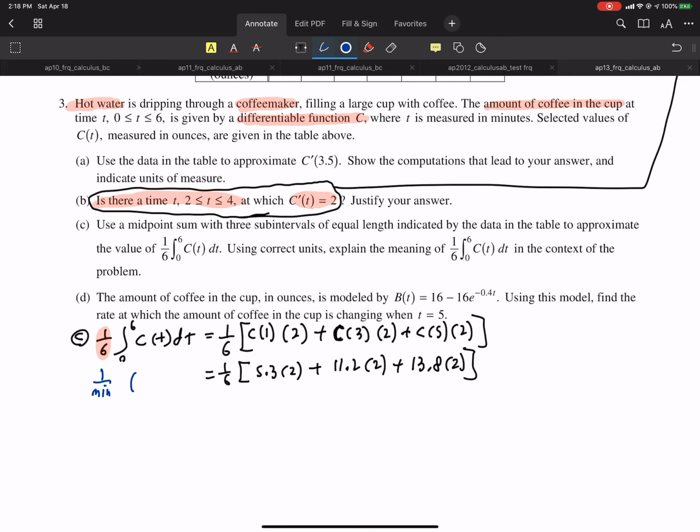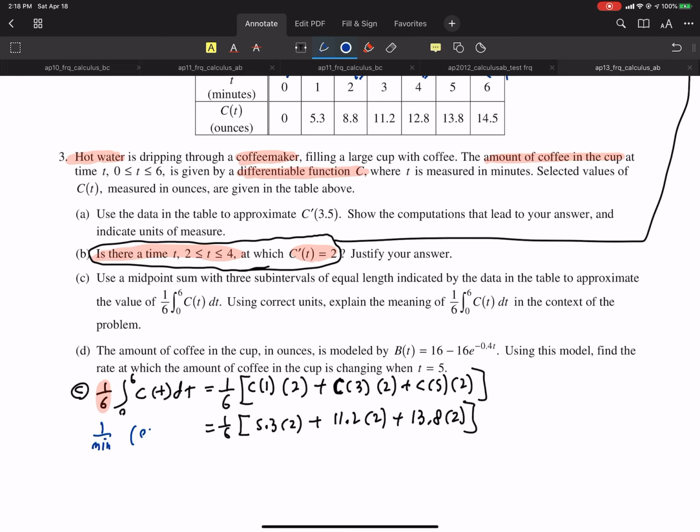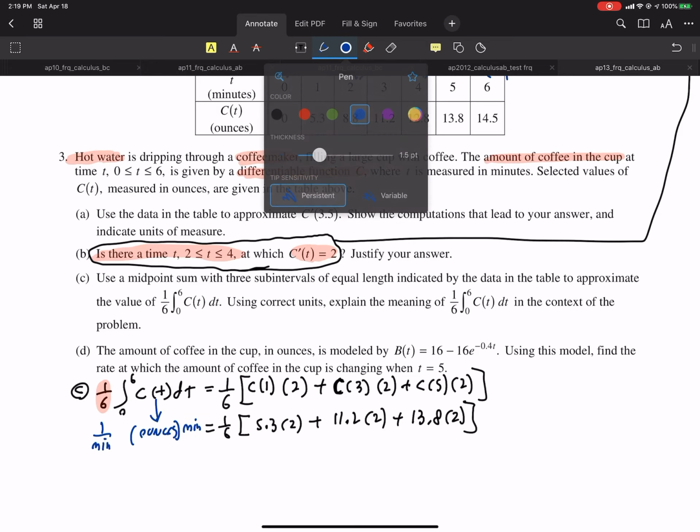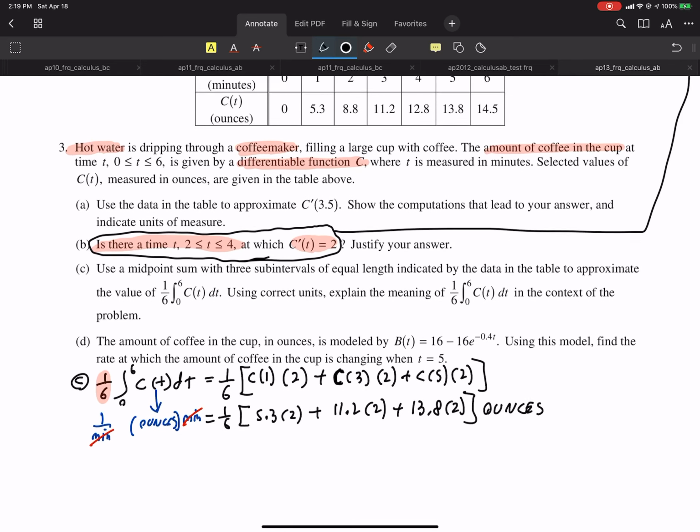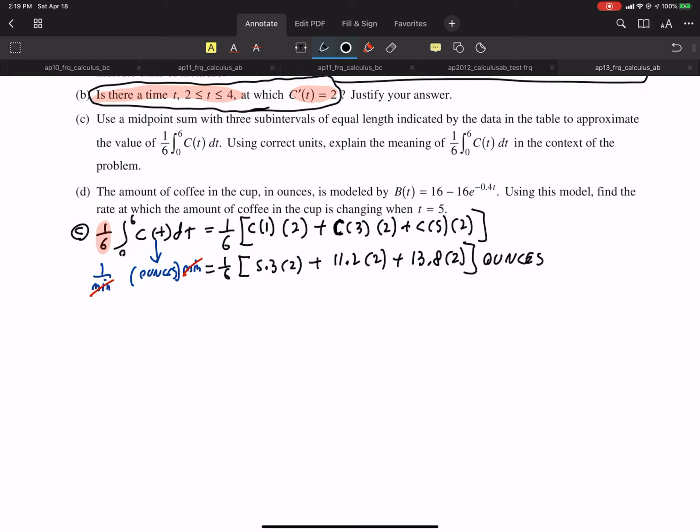The units of C of t, if you look above, is ounces. And the units of t is minutes. Those will cancel. So you're left with ounces. So our units for this problem will just be ounces. And that will make sense when we give the meaning in the context of the problem. So I'm going to erase that work I just did here because it might confuse you.